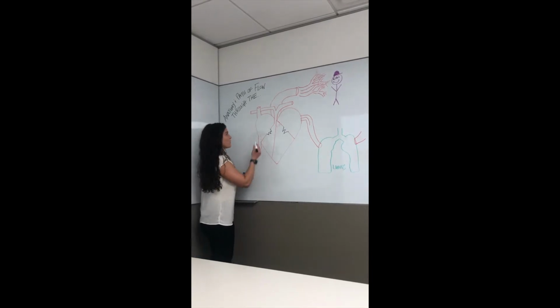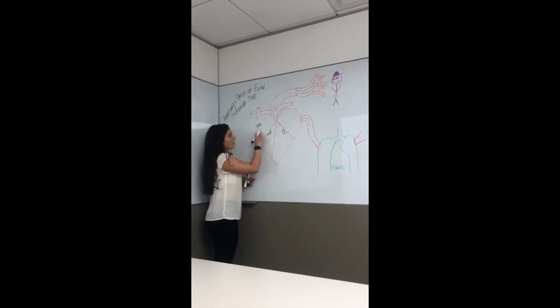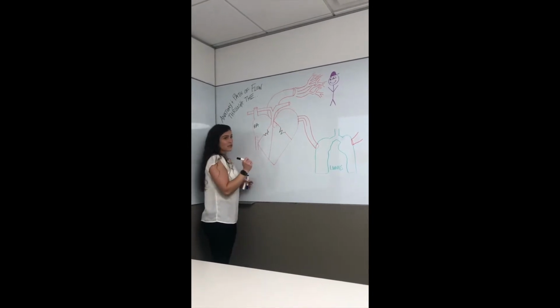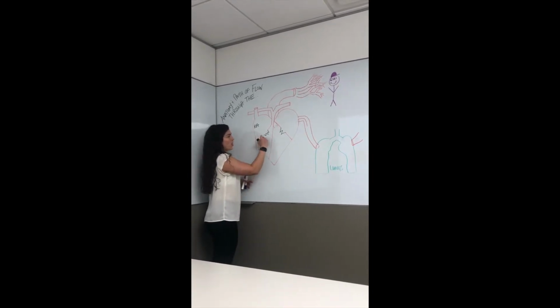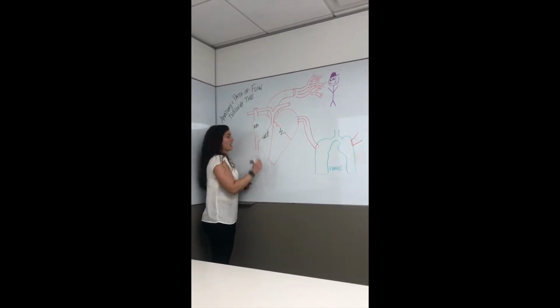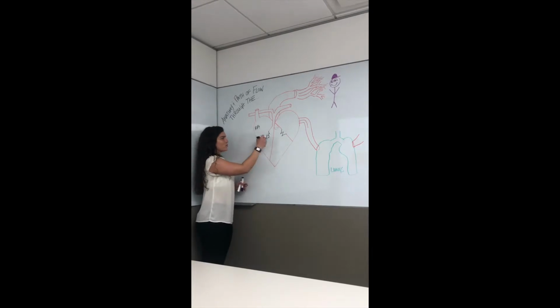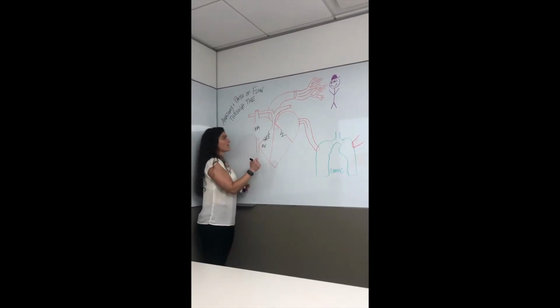First and foremost, let's start off here at the right atria. RA, right atria. Now, the path of blood, if we're starting in the right atria, is actually going to move through what we call the tricuspid valve and into the right ventricle. So right atria through the tricuspid valve into the right ventricle.